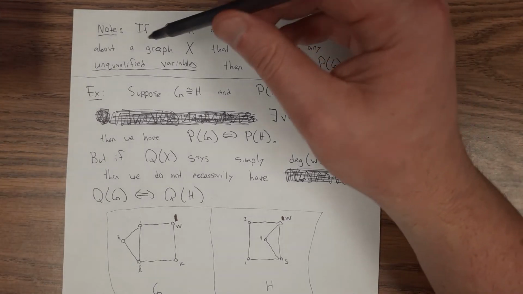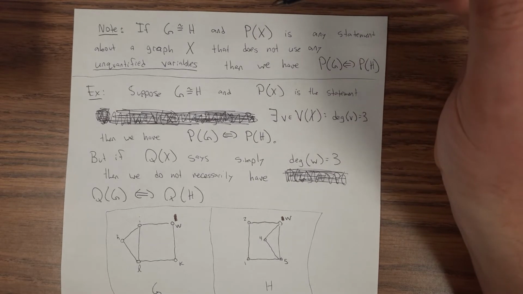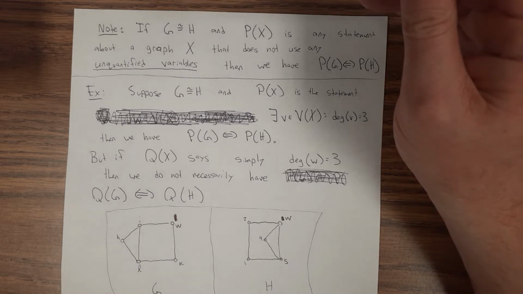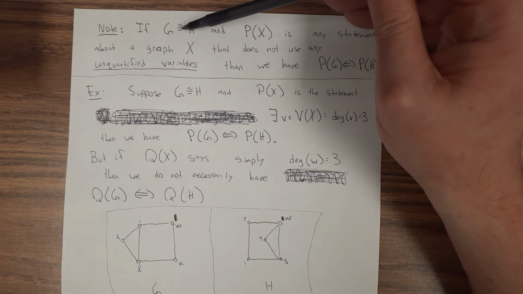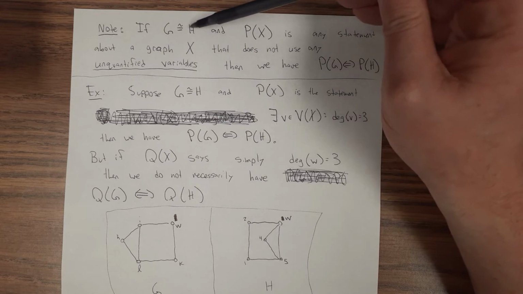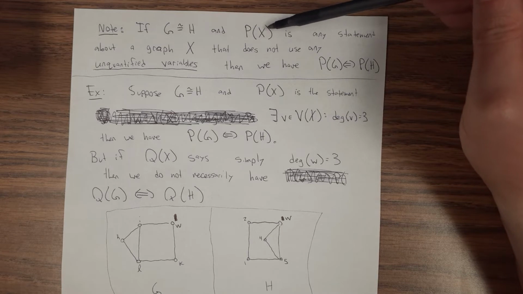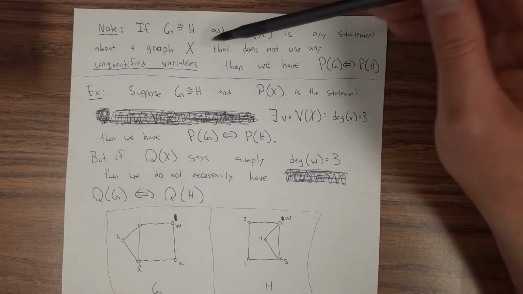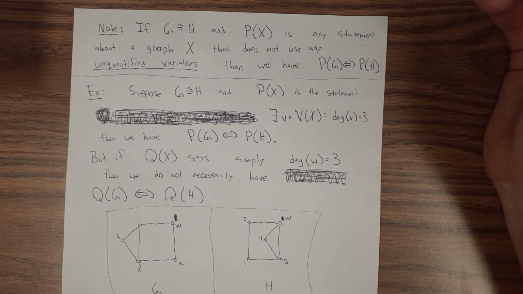So, at the top, we have a fact. It's maybe slightly technical or abstract, I should say. But if G is isomorphic to H, this is the symbol for isomorphism, by the way, and P of X is a statement about graphs, so assume that capital X is a graph, and P of X is a statement about a graph.